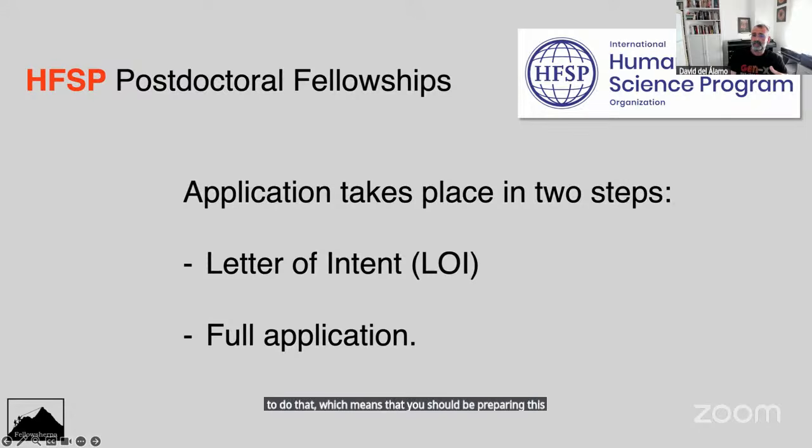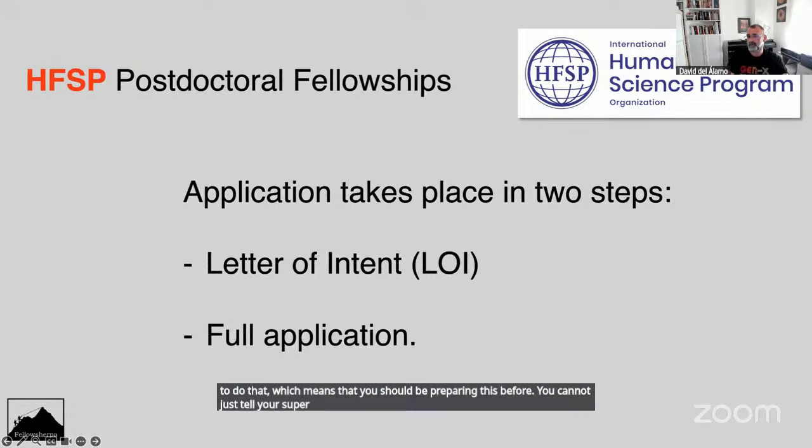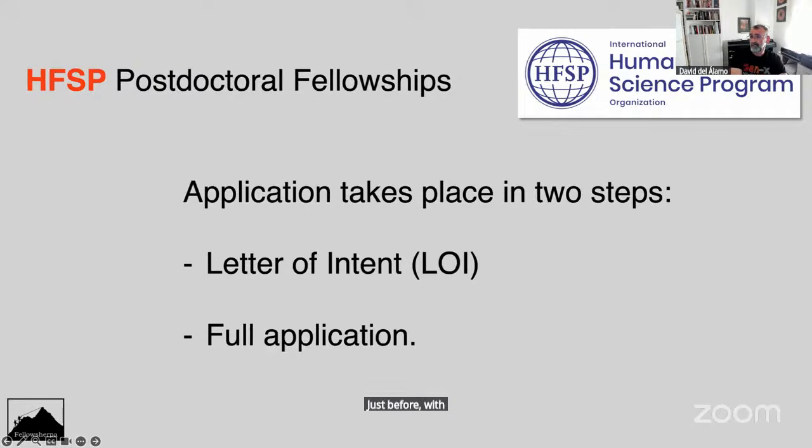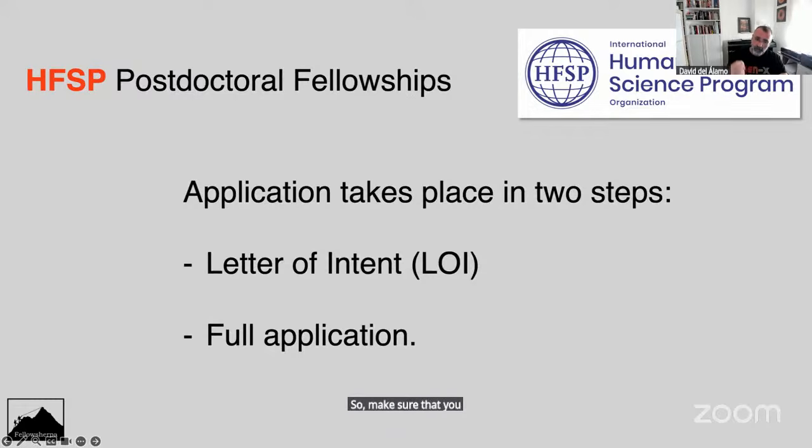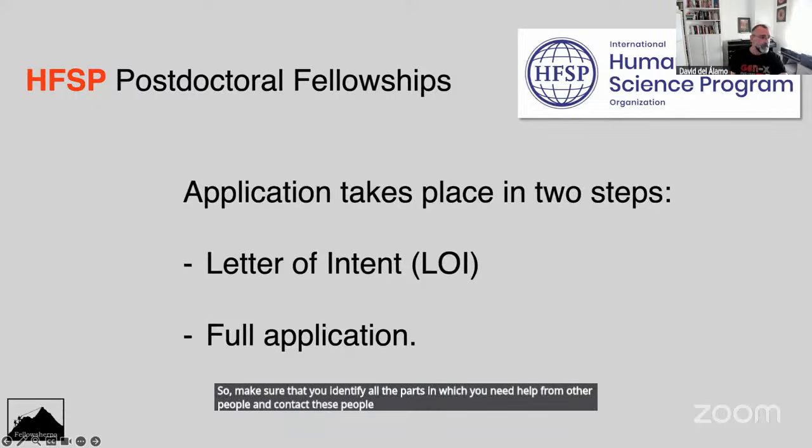You cannot just tell your supervisor, hey, now you have to submit a letter of recommendation for me in late August, just 1 month before the deadline, because maybe they don't have time, especially in this case, where the reference letter is quite special. They need to provide a lot of extra information that is not normally there in a regular reference letter. So make sure that you identify all the parts in which you need help from other people and contact these people in advance.